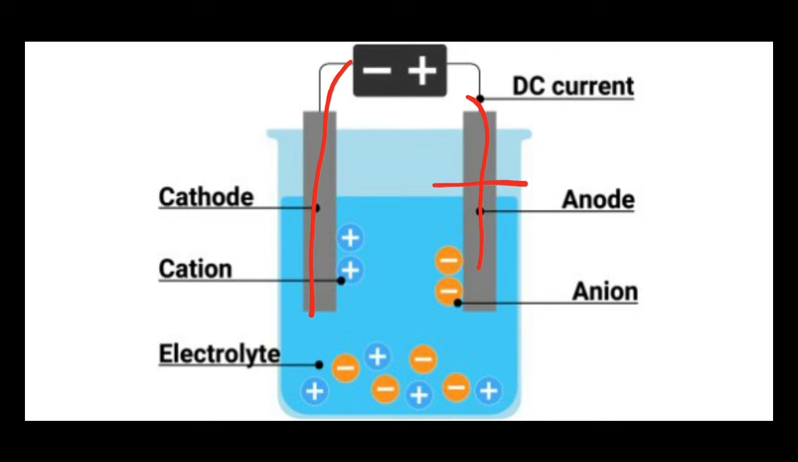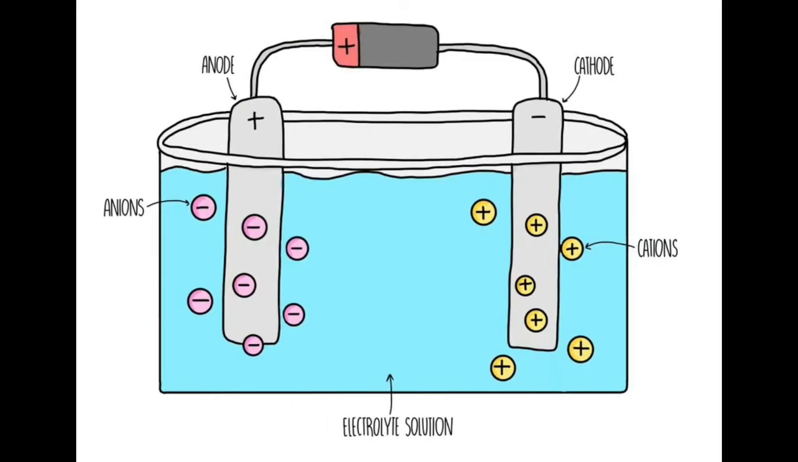I'm just taking it as positive. Over here, when you pass the current through it, we have the anode and the cathode. The other form of positive and negative is called the anode and the cathode. The anode attracts the anion and the cathode attracts the cation. It's nothing but the hydrogen and the oxygen. But it is not over here, right? Let's see the next image.